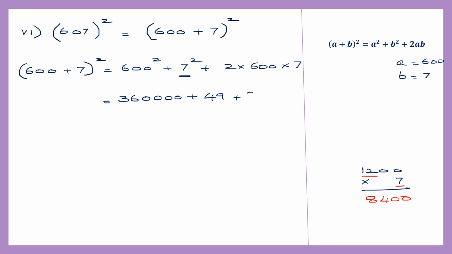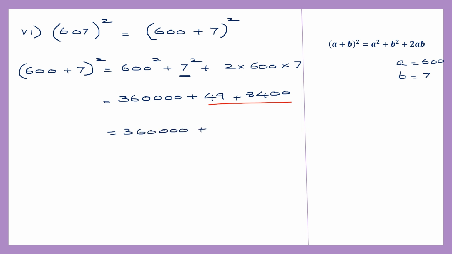So that is 8400. So here we need to add up these two. The rest remains the same. So here we have 3,60,000 plus 8,449. When you add up these 3,60,000 and 8,449, you get 3,68,449. So this will be your final answer.